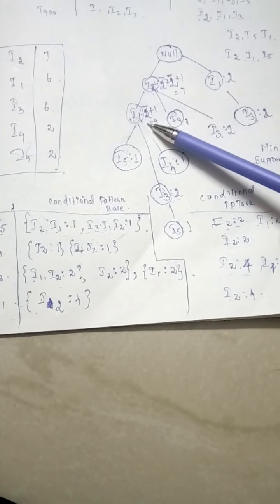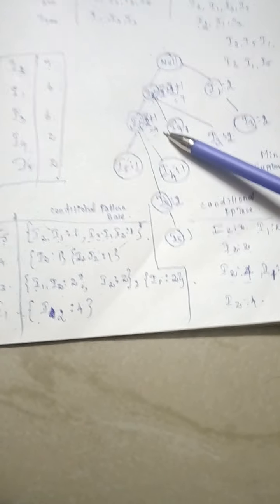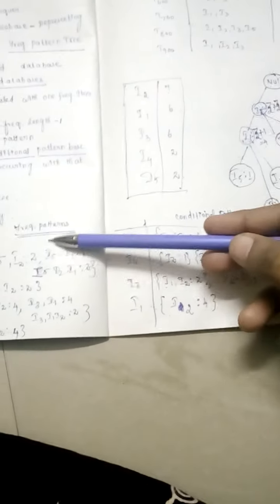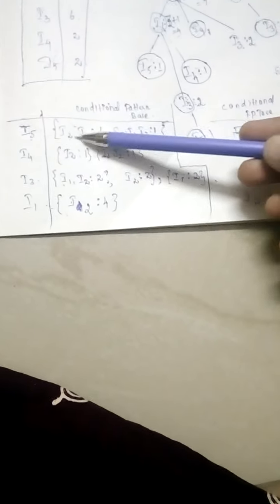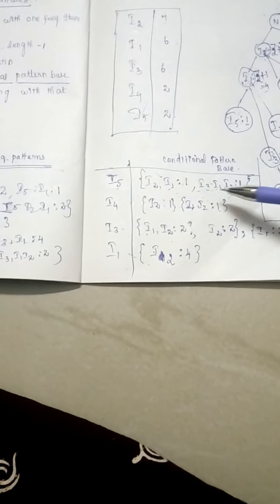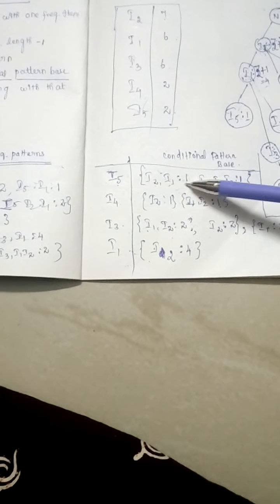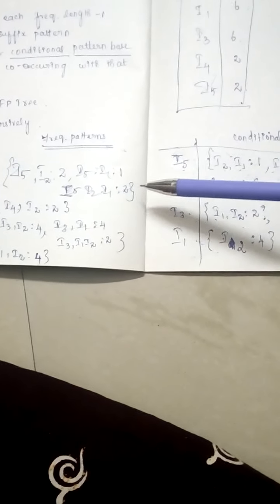Now if you take I1 as prefix, I1 is occurring with I2 4 times. So from this conditional FP tree, we can easily generate frequent patterns. So I5 is occurring with I2 2 times, I5 with I1 2 times, right, and I5 with I1 and I2, one in this branch and one in this branch. So we can make I5 I1 I2 2 times.